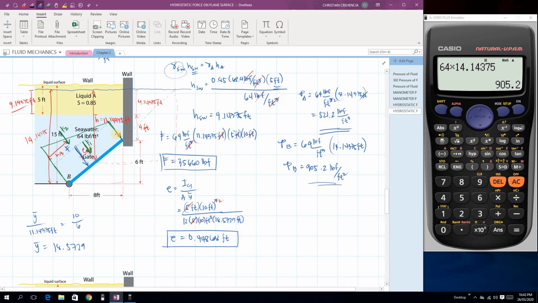So, ang pressure natin dito is 521.2. So, dito sa portion na to, 521.2. Pero ang total kasi nito is, yung pressure natin dyan is 905.2. So, yung pressure natin dito, yung height na yan is equal to, minus lang natin dito yung 521.2. So, 384.